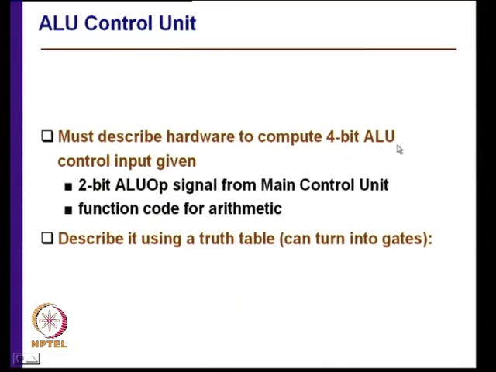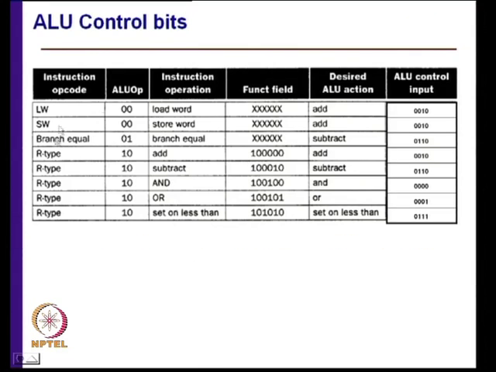So, it will compute the 4-bit ALU control input given the 2-bit ALU opcode from the main control unit and the function code from the instruction. It will describe it using a truth table. So, you can see this is the truth table for that.